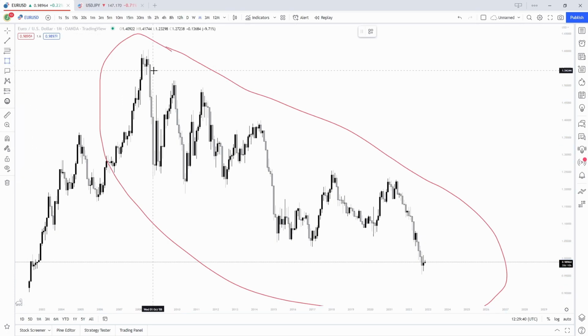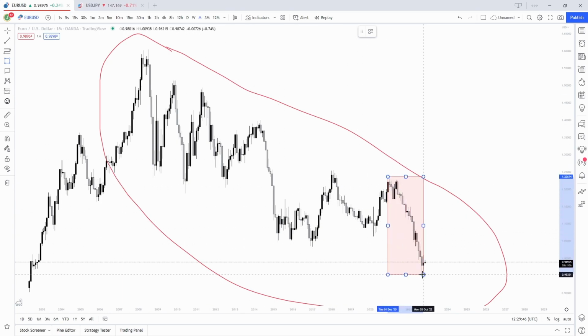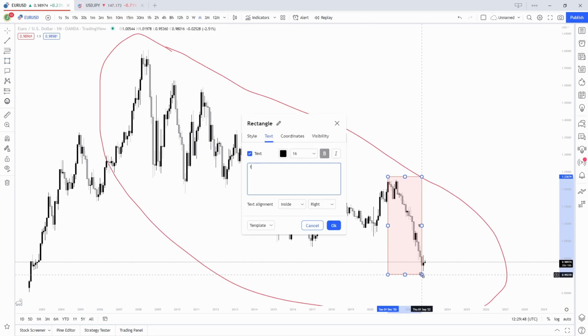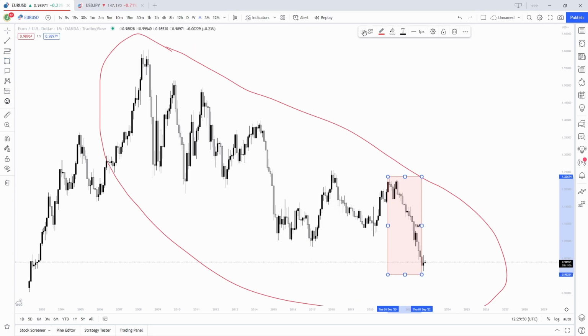So I'd be looking inside of it and saying, right, following the structure, I understand that this is the most recent impulsive wave. I would identify that with the 1M. Well, actually, we need to change that to the impulsive wave box.